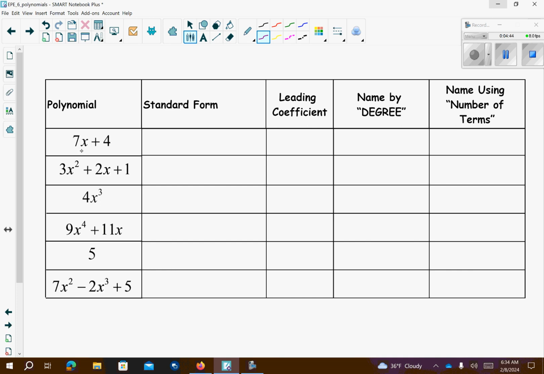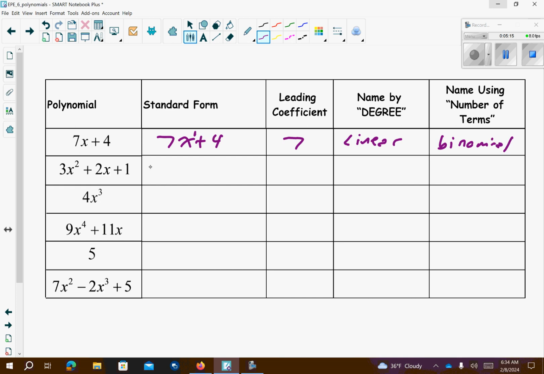Okay, so standard form means our x's are in descending order, so standard form is this. We didn't have to rewrite it. Our leading coefficient, as we look at our highest exponent, which is to the first power, our leading coefficient is the 7. Name this by degree, so it's first degree, so this is called linear. And name it by the number of terms. There's two terms. It's called a binomial.